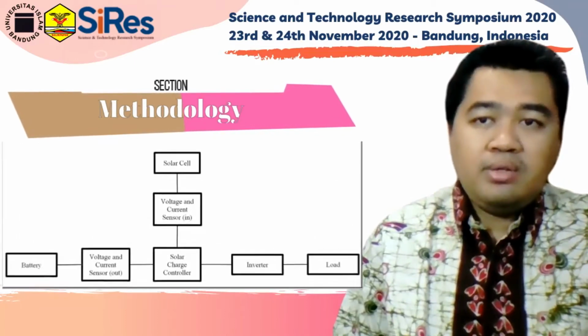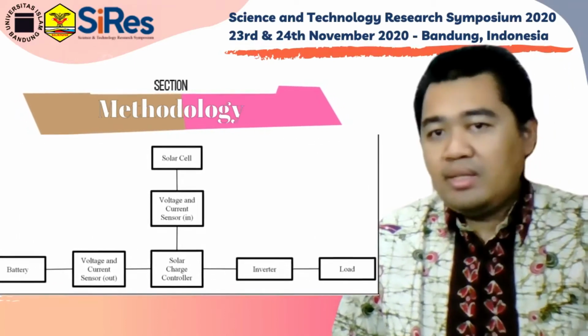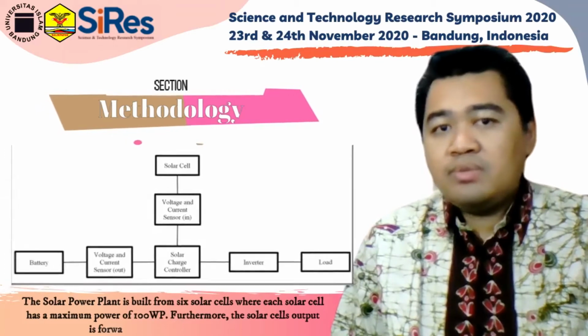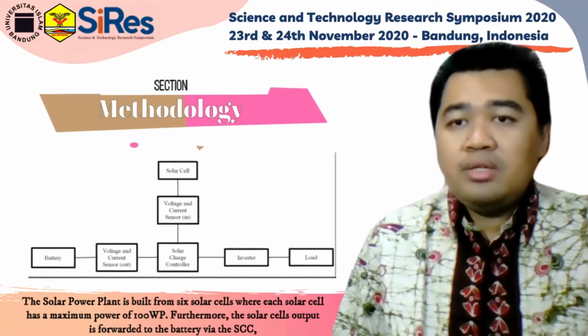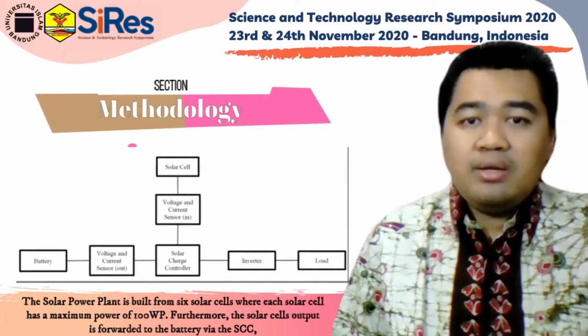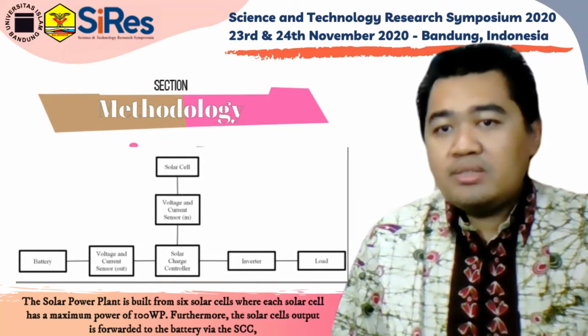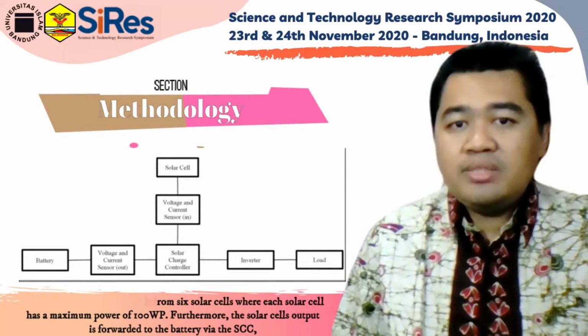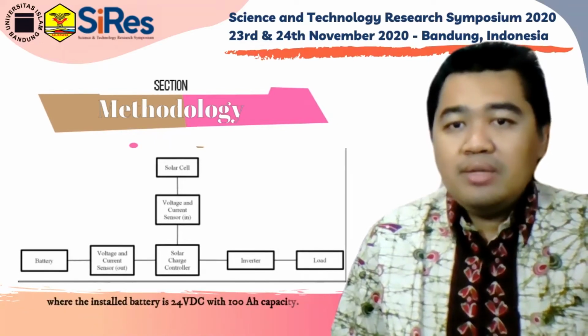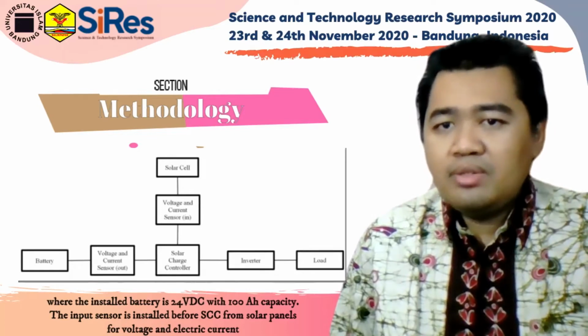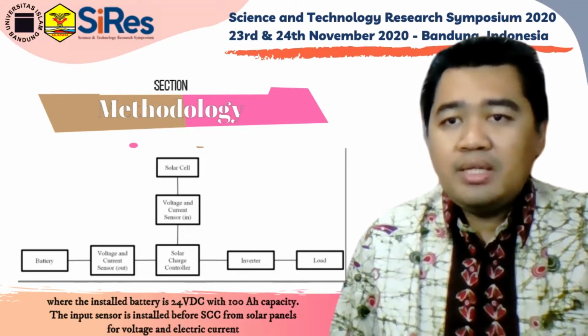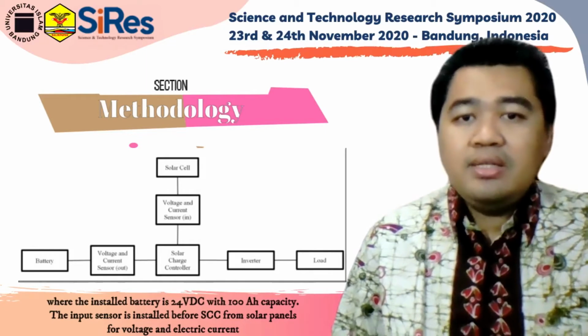Look at the block diagram at the side. Okay. The solar power plant is built from 6 solar cells, where each solar cell has a maximum power of 100 Wp. Furthermore, the solar cell's output is forwarded to the battery via the SCC, where the installed battery is 24 volt DC with 100 ampere-hour capacity.